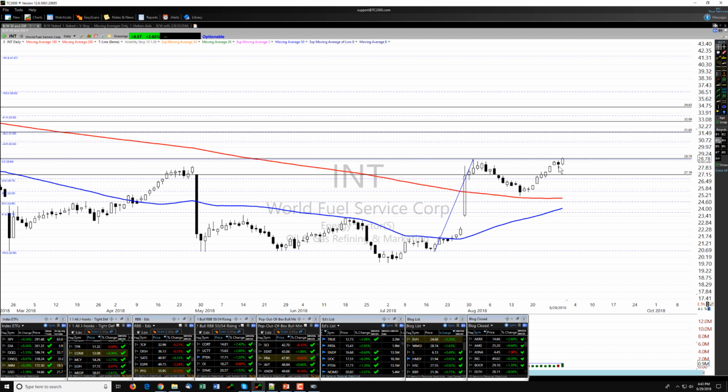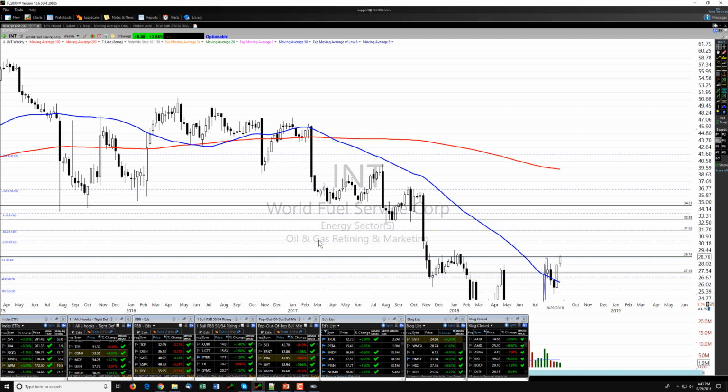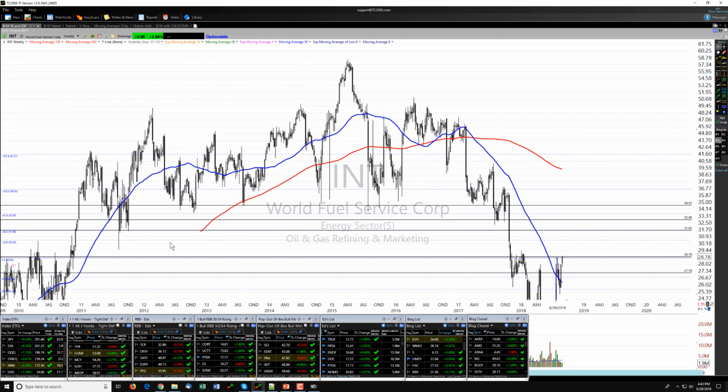We've got not quite a bullish engulf of the doji, but a nice breakout candle here. Let's go out to a weekly chart. Maybe 8 days.